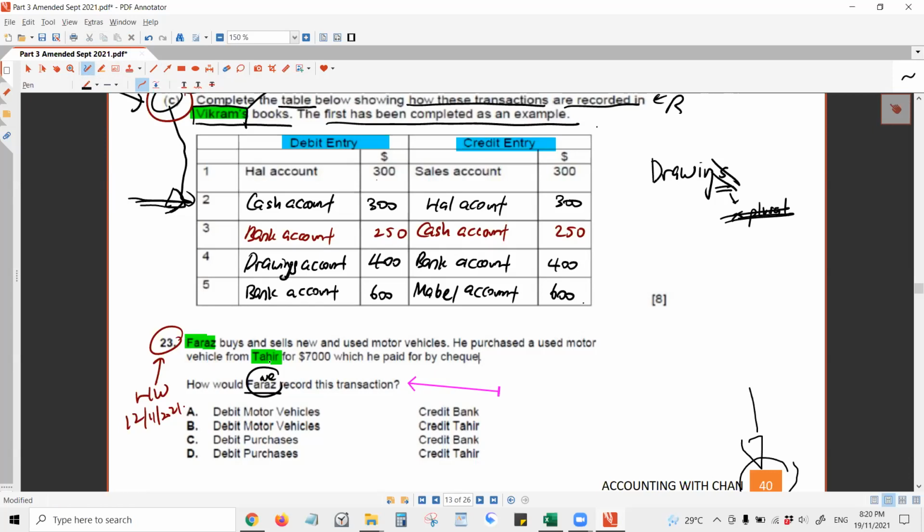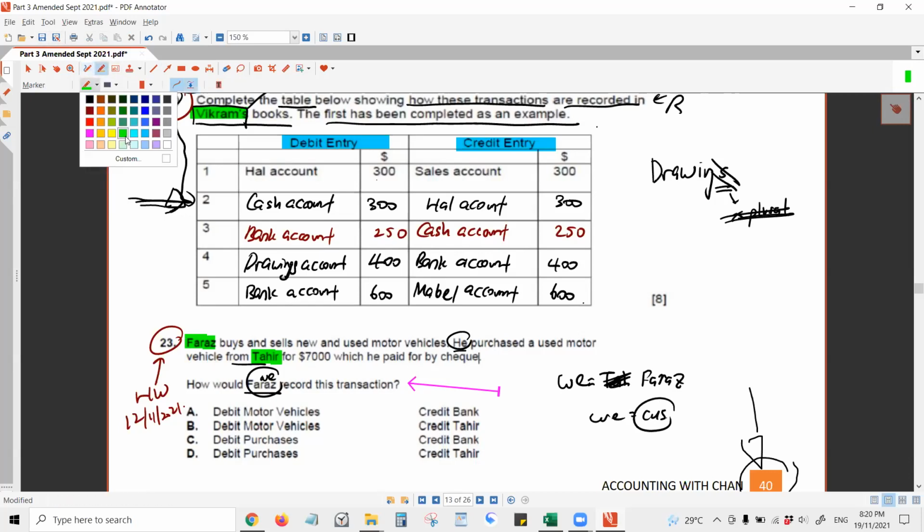Next, find out whether we are customer or supplier. I see from this sentence, he purchased. And from Tahil, we are customer. So conclusion, our name is Tahil. Sorry, we are Faraz, right? We are Faraz. We are customer. Okay, we buy things here. Let's see what we are buying here.